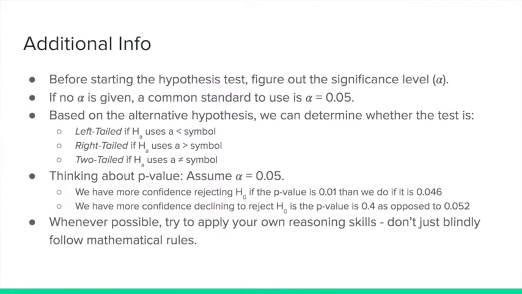So in all cases, your own reasoning skills are better than just blindly following math rules. So you might not be comfortable rejecting at 0.049, right? Even though technically the rule is we reject the null hypothesis if the p-value is less than alpha, if it's that close, you might go, I'm just not comfortable rejecting the null hypothesis with this. So use your own common sense.